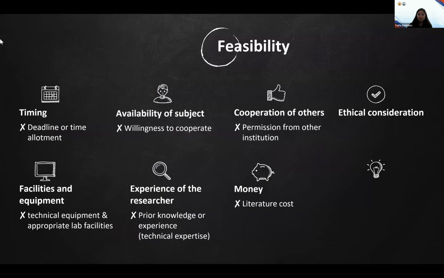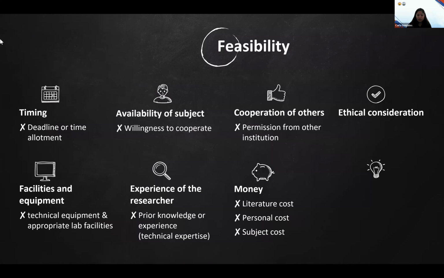And the literature costs, especially some of the resources, the databases that we have, you have to have subscriptions to be able to download the full text. And sometimes the photocopy of the materials could also be costly. Personal cost, if you need to travel going from one hospital to another, that could also be one.